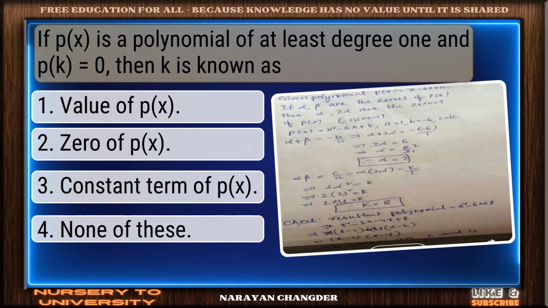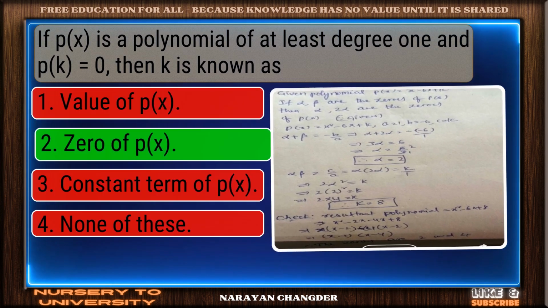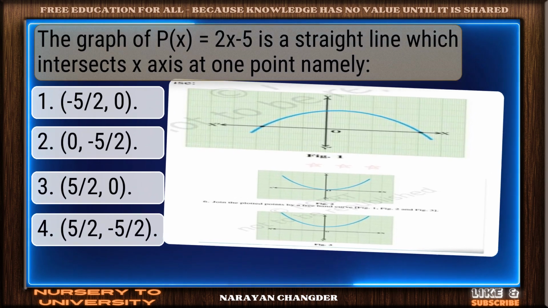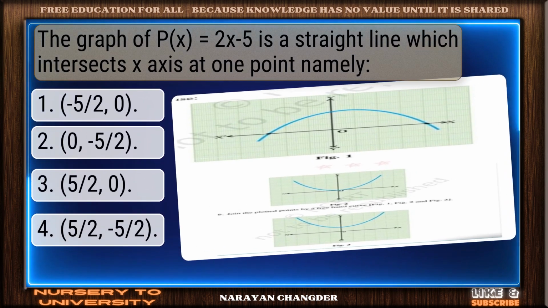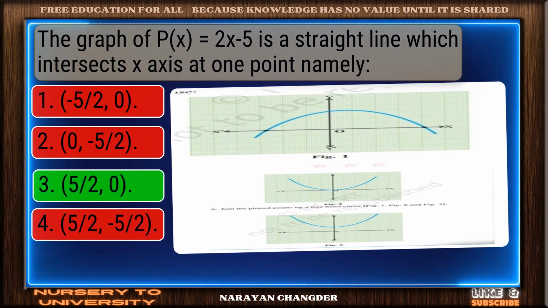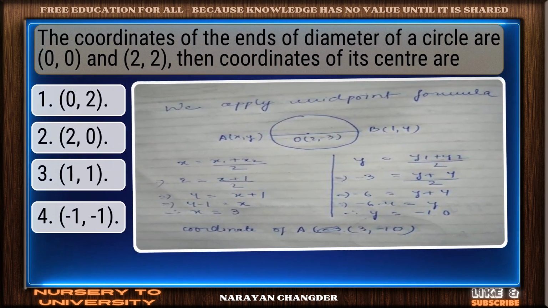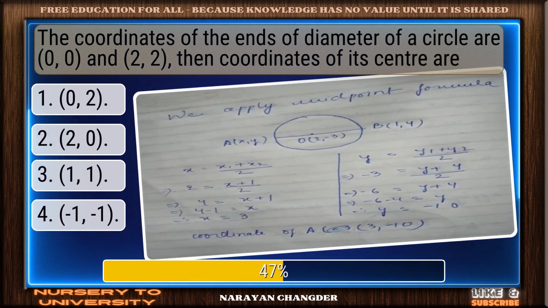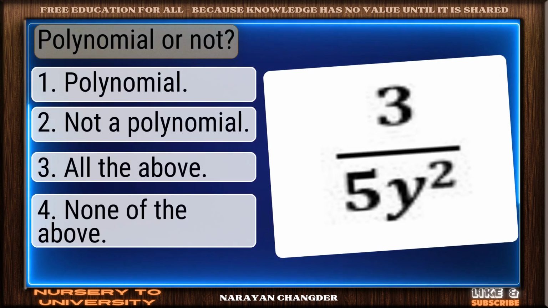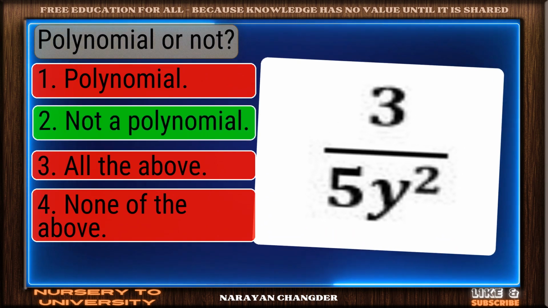If p is a polynomial of at least degree 1 and p(k) equal to 0, then k is known as... Valid point. Zero of p is true. The graph of p(x) equal to 2x+5 is a straight line which intersects x-axis at one point, namely... You chose correct. The coordinates of the ends of diameter of a circle are given, and then coordinates of its center are... Excellent choice. Is it a polynomial or not? On track. Not a polynomial is correct.